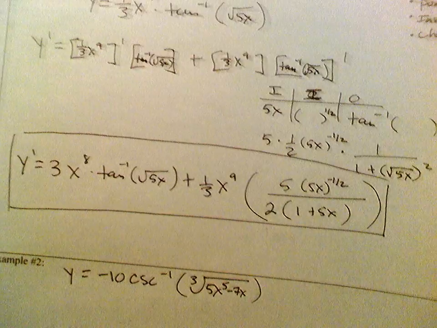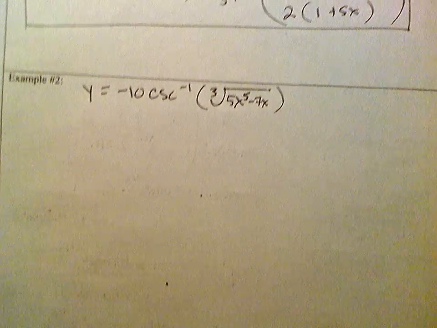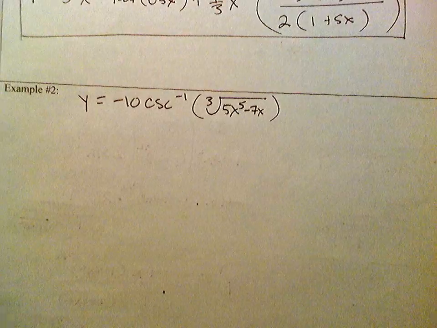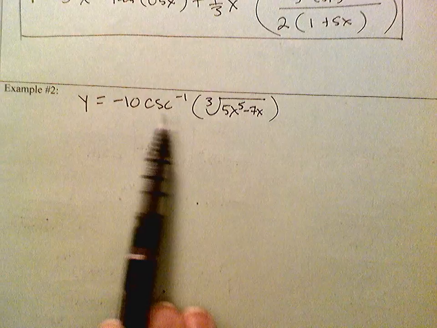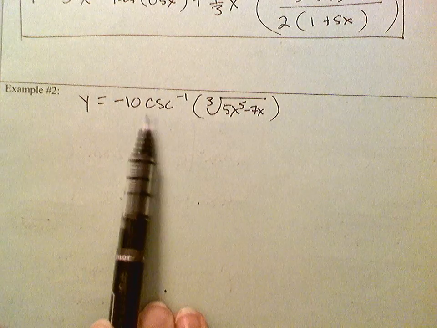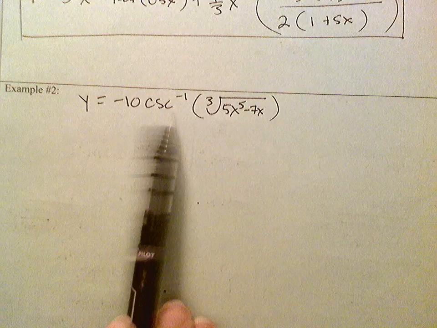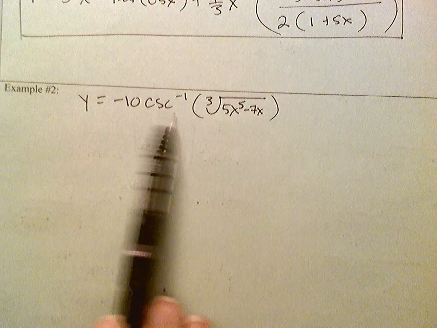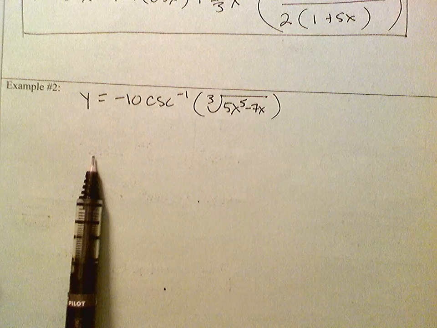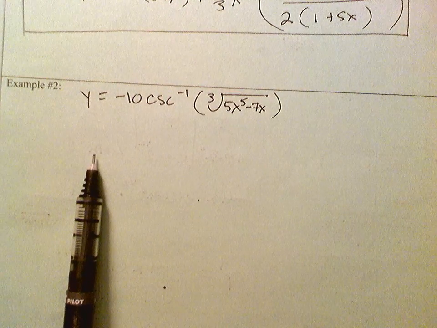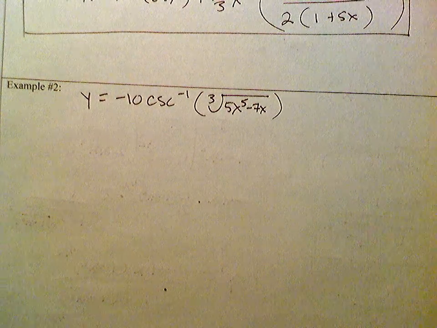So here we go with a second one. Now this one here, I see a -10 multiplied by the inverse cosecant function. Guys, this is not product rule. This is just a coefficient on the function. So think of it as part of the function. You would just carry it down and then take the derivative of inverse cosecant. So this is not a product rule situation.